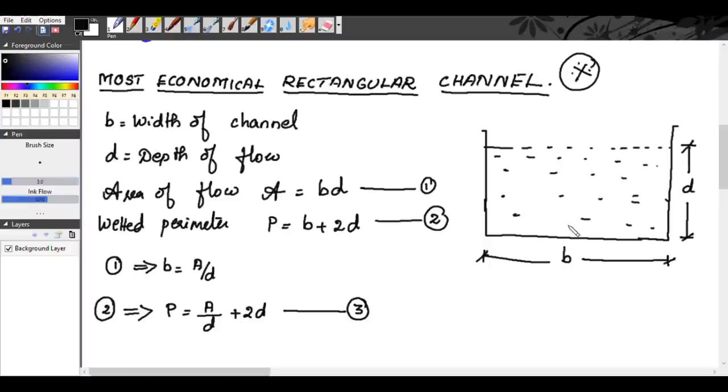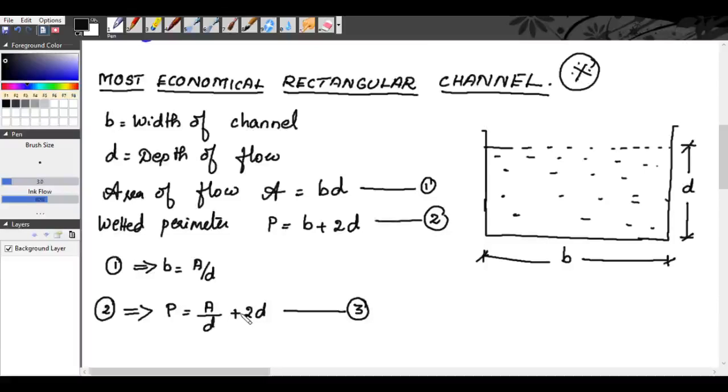So, I repeat, the condition for the most economical channel is that the wetted perimeter should be minimum. This wetted perimeter depends on breadth and depth. This breadth and depth is responsible for the area of flow. So it depends upon breadth and depth, and when you replace B equal to A by D, this wetted perimeter depends on area and depth of the channel. Now we will vary this D.